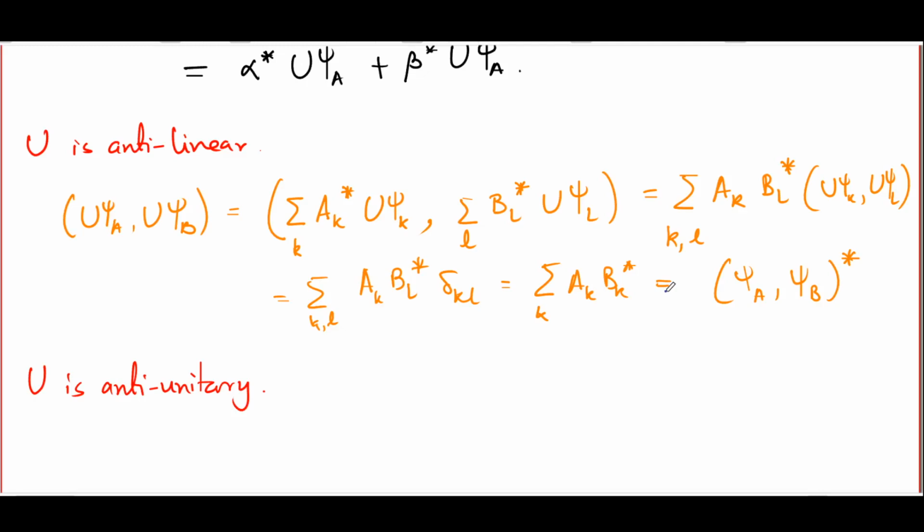So this is not psi a comma psi b, the inner product, but its conjugate. Hence, we have established that this U is anti-unitary. Let me sum up what we have done so far.